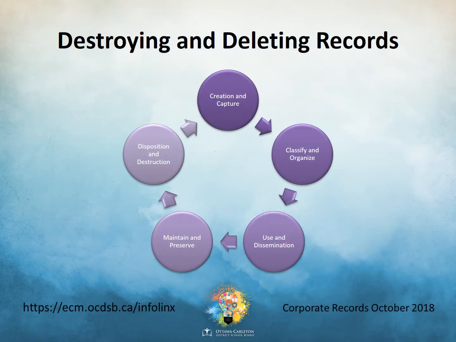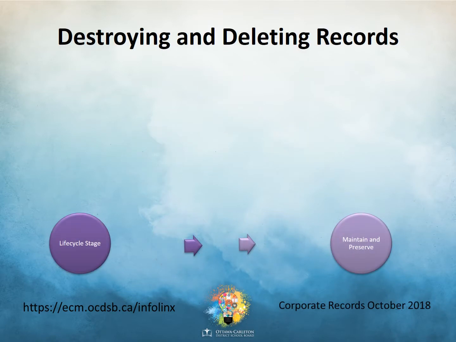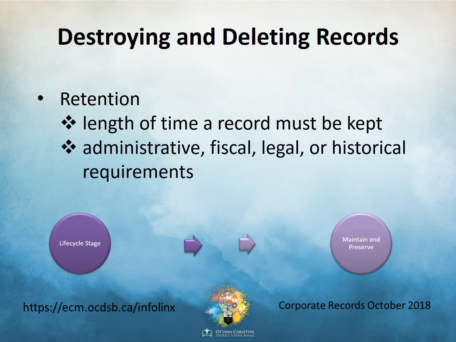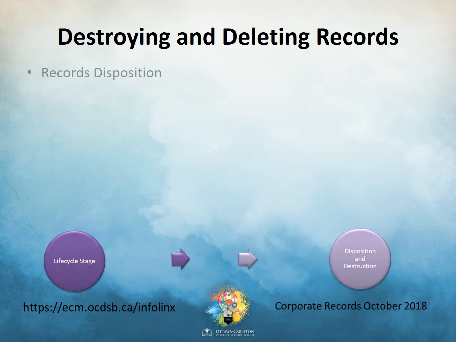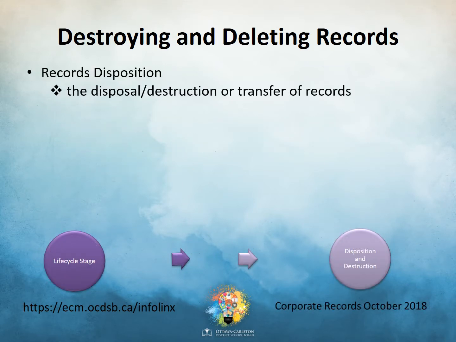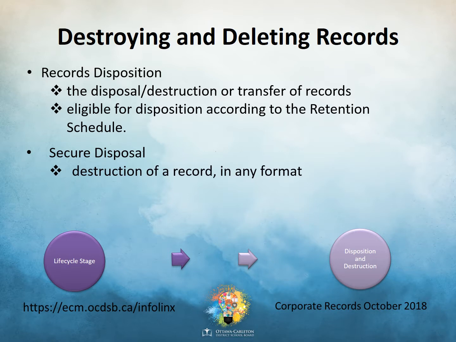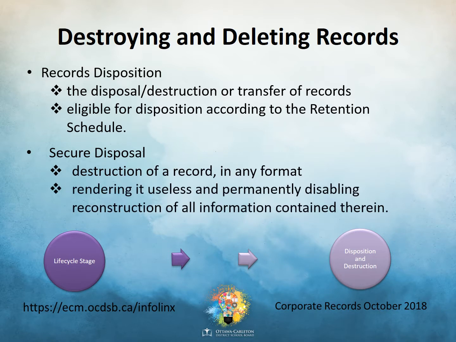Retention and destruction is an integral part of the life cycle of a record. Retention is the length of time a record must be kept to meet administrative, fiscal, legal, or historical requirements. Records disposition is the disposal, destruction, or transfer of records that are eligible for disposition according to the retention schedule. Secure disposal is the destruction of a record in any format, rendering it useless and permanently disabling reconstruction of any and all information that was contained therein.